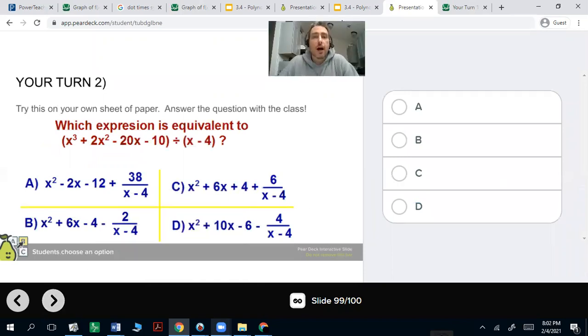And I will go over it if you ask me in class. So this is your expression. You just try it, do the best you can on it, get some paper out, show your work. Which one of those is going to give you, when you divide x cubed plus 2x squared minus 20x minus 10 divided by x minus 4, what do you get? Which one is equivalent? Get your answer, check it in Desmos, and be prepared to share with the class. Thanks for watching.